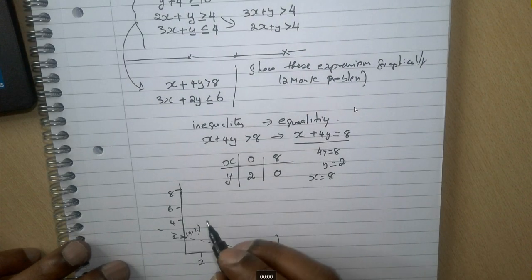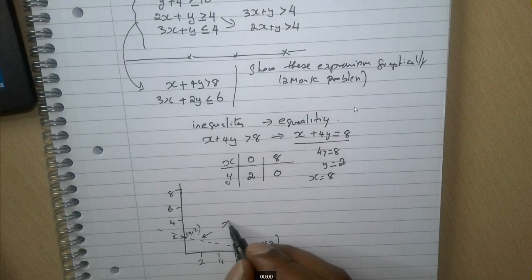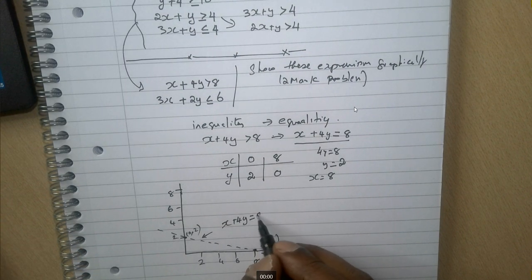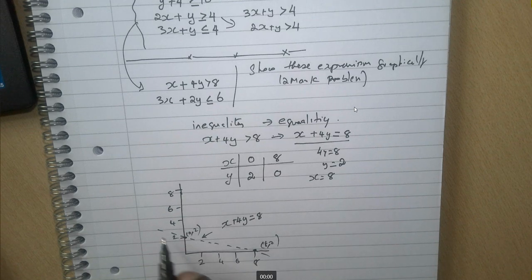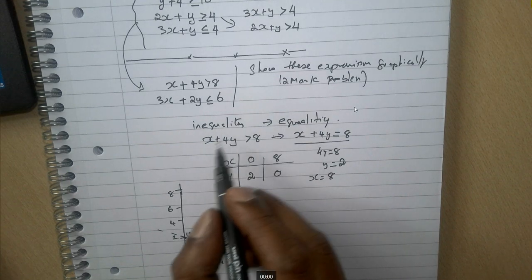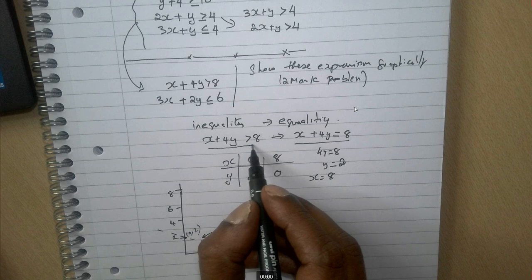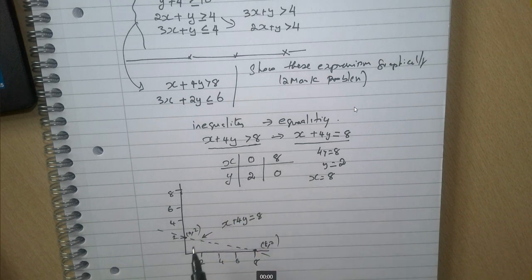So anything that lies on this line should satisfy x plus 4y equal to 8. Any value that lies on this line should follow this equation, x plus 4y equals 8. So now we go to this linear inequation, x plus 4y greater than 8. So where does this region lie in this graph?